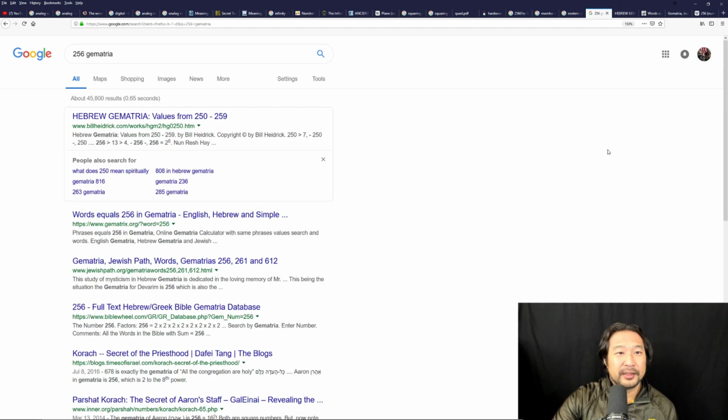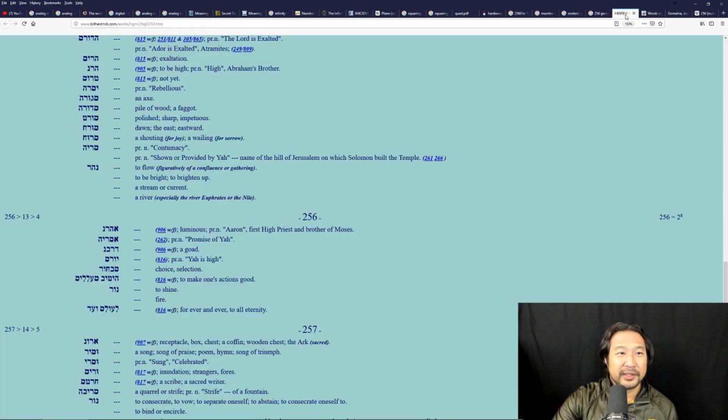256. Basically, I'm just kind of looking at gematria, and it's interesting. When you look at 256, it's kind of what adds up to for ever and ever, to all eternity. Well, I don't know where to go with it. Is the promise of Yah to make one's actions good.